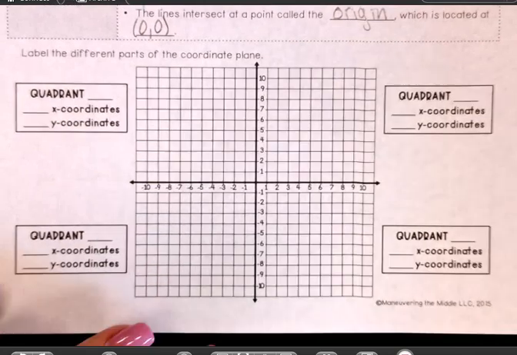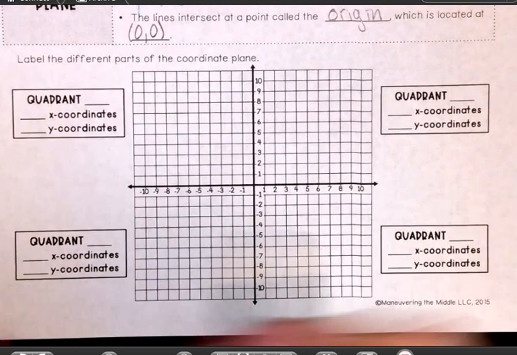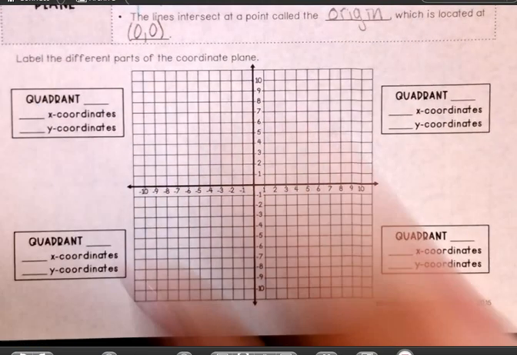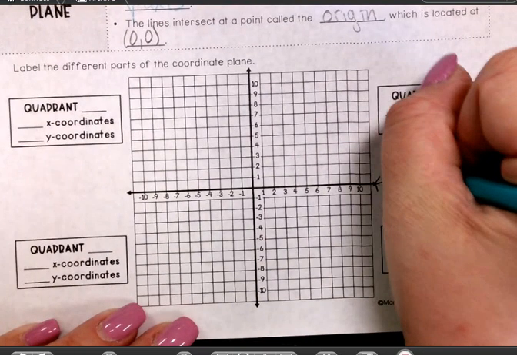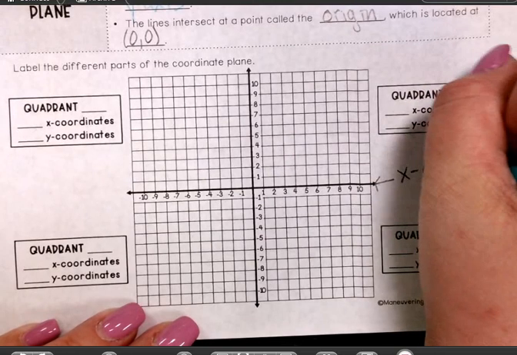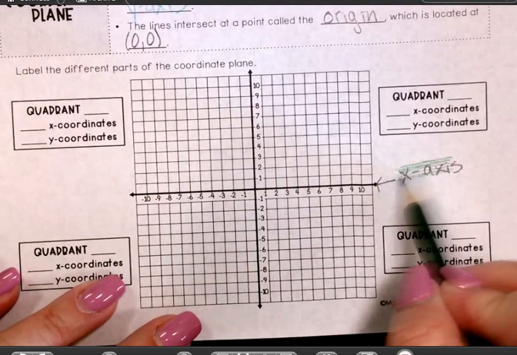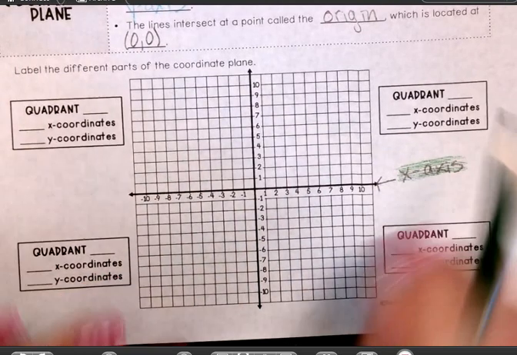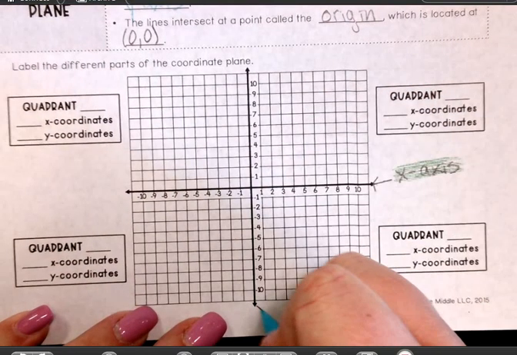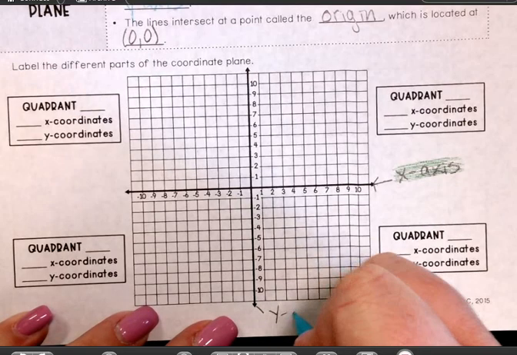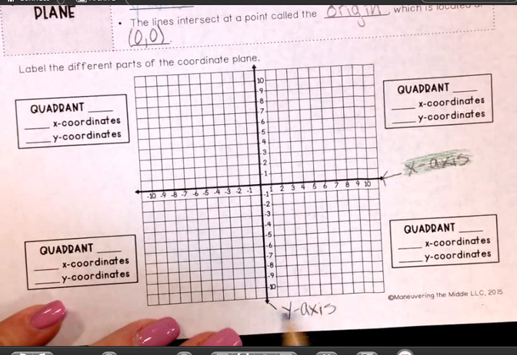And you're going to know that based off of the information that I'm about to give you. Okay? So, we're going to mark a couple of things first. I'm going to write them and then I'm going to color code them. So the x-axis, we're going to make it green. The y-axis is going to be blue.